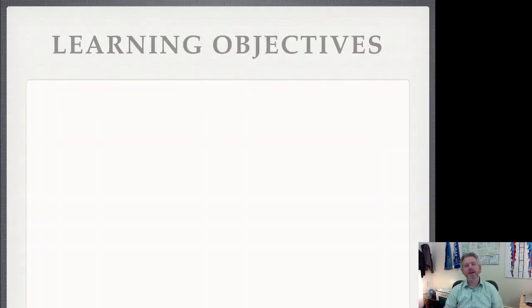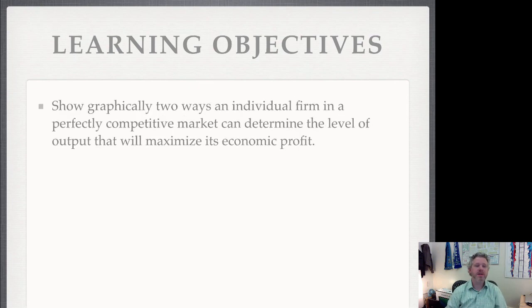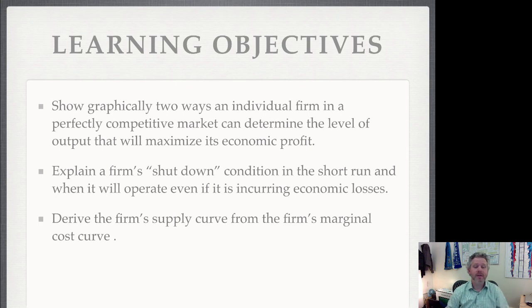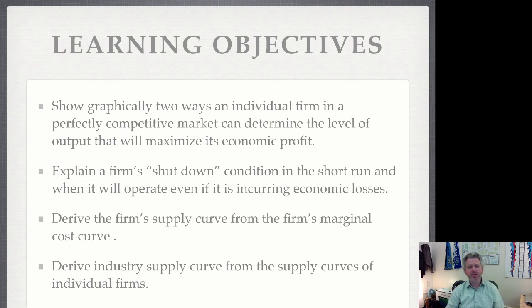So what are the learning objectives for this screencast? The first is to be able to show graphically two ways in which an individual firm in a perfectly competitive market can determine the level of output that will maximize their profits. You should be able to explain when a firm should shut down and when a firm should stay in business even if they are incurring short-term losses. Then you should be able to derive the firm's supply curve from the firm's marginal cost curve, and derive the industry supply curve from the supply curves of individual firms.